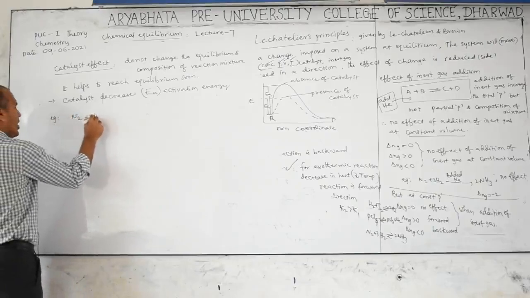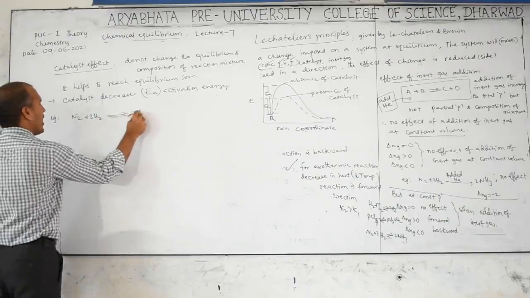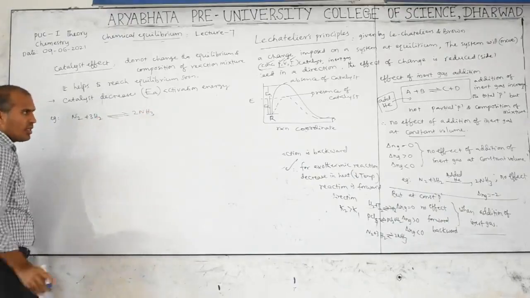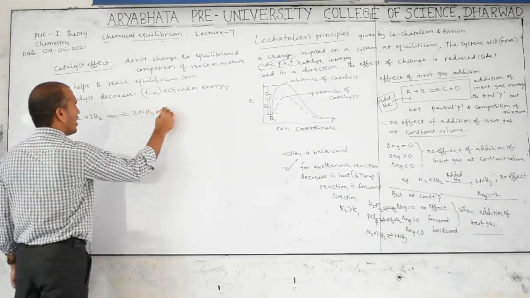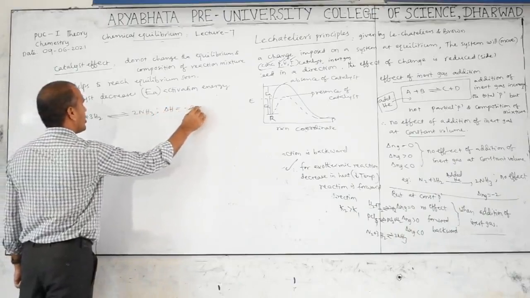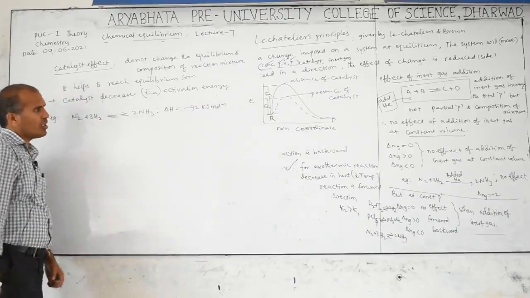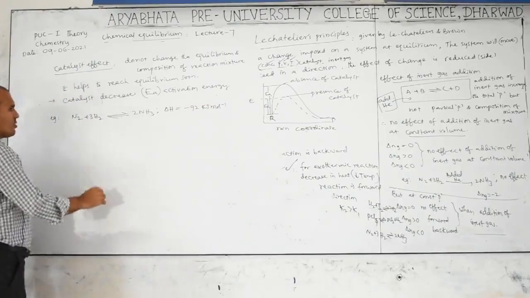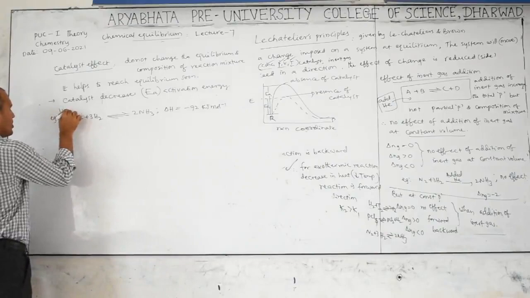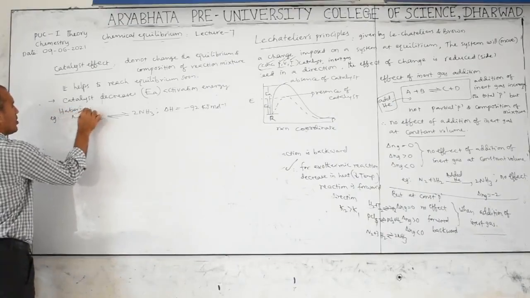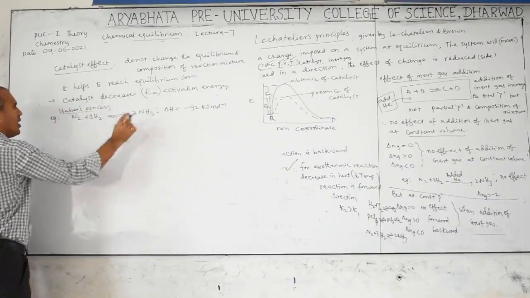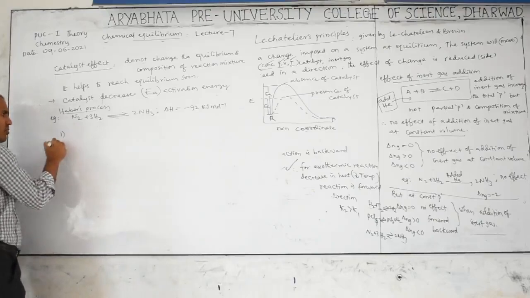N2 plus 3H2 gives rise to 2NH3. This reaction has delta H equal to minus 92 kilojoule per mole. Now all the effects you have to study. This is called Haber's process. In this Haber's process, what is the first one?